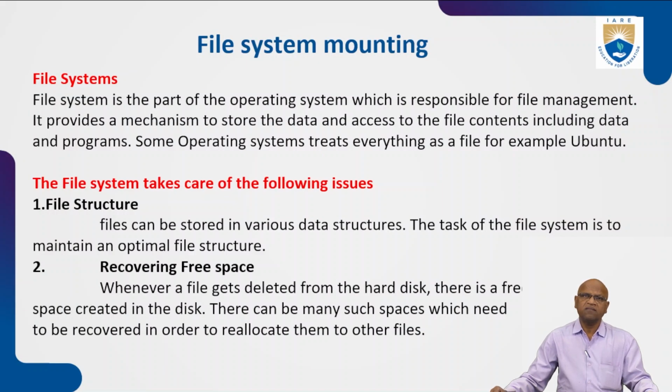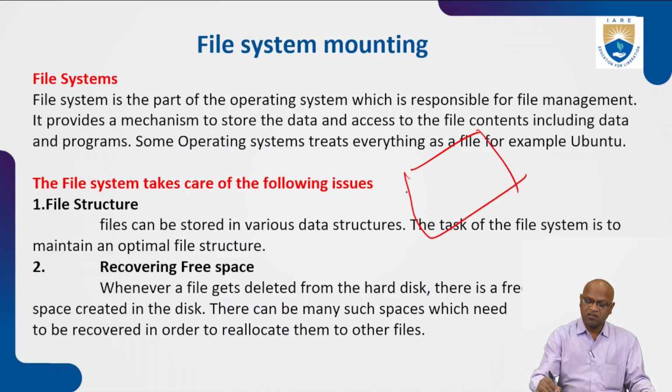The file system is the part of the operating system which is responsible for file management. It provides a mechanism to store the data and access the files it contains, including data and programs. Some operating systems treat everything as a file, for example, Ubuntu. Whatever you want to save in the system, be it a program or a document, is considered a file, and it is saved in the hard disk physically, in the C drive, D drive, or E drive.